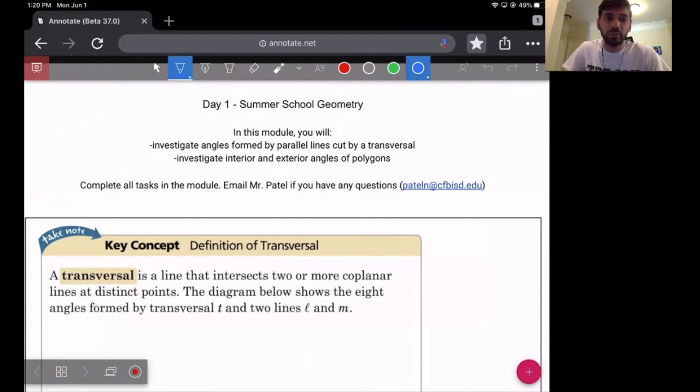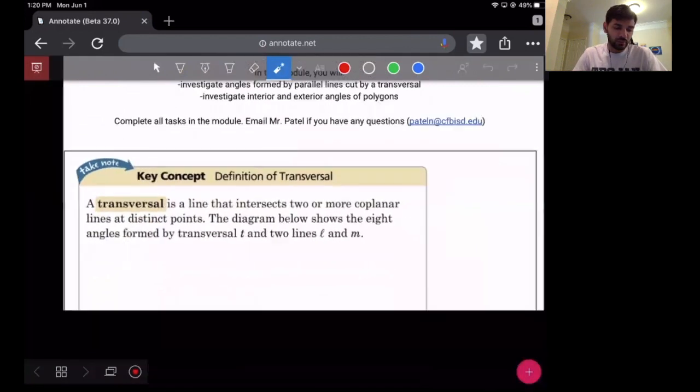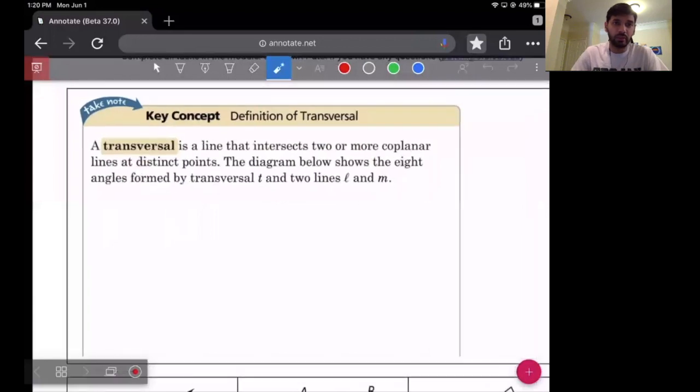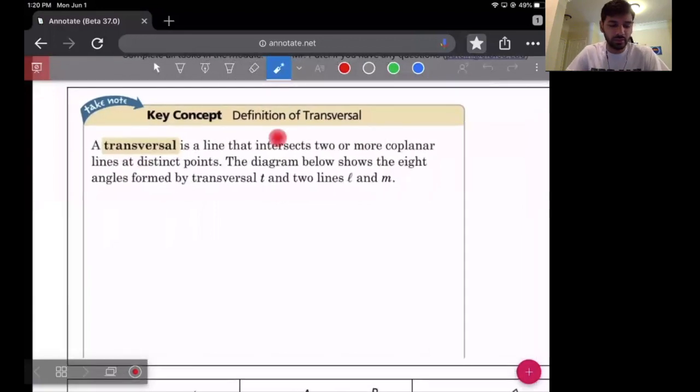In this module, you will investigate angles formed by parallel lines cut by a transversal. So we'll talk about what that is. And then we'll also investigate interior and exterior angles. So let's first start talking about what a transversal is. So right here, here's the textbook definition. And basically a transversal is a line that intersects two other lines.